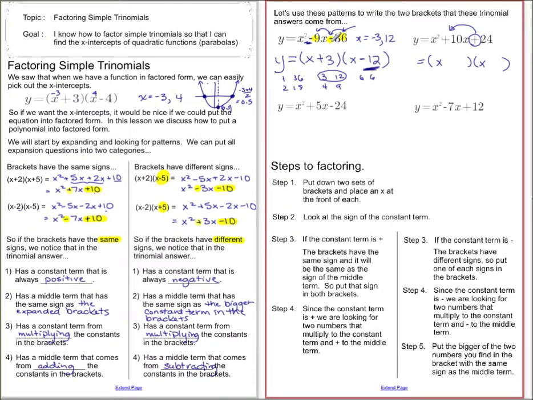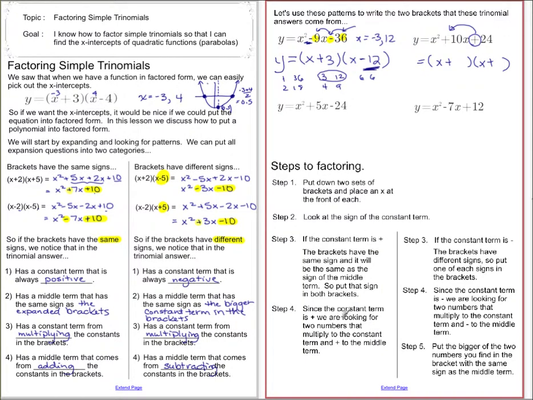So here, when I figured out they had different signs, I could just put in a plus and a minus, and then I had to look at this sign to find out where the bigger number went. Here, now I find out what those signs are. They're both positive. If this sign were negative, they'd both be negative, because this says when the signs are the same, the middle term has the same sign as the expanded brackets. And we had up here two negatives, two positives, give me a positive in the middle, a negative in the middle.